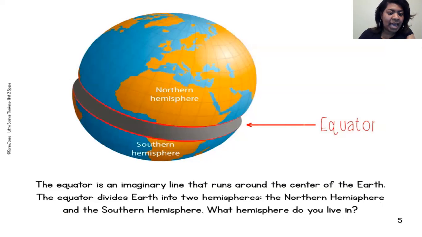The equator is an imaginary line that runs around the center of the Earth. The equator divides Earth into two hemispheres, the northern hemisphere and the southern hemisphere. What hemisphere do you live in? We live in the northern hemisphere.